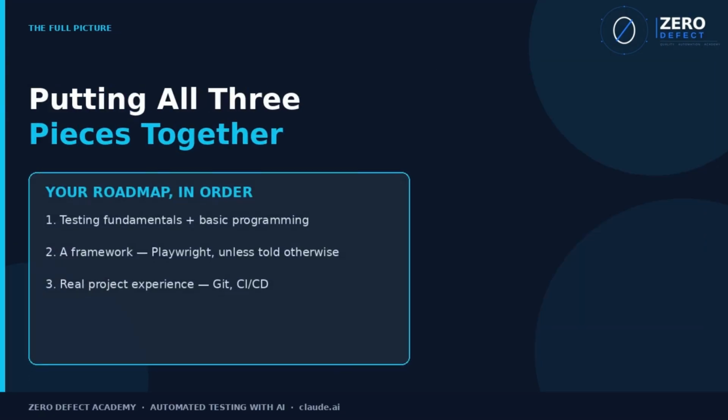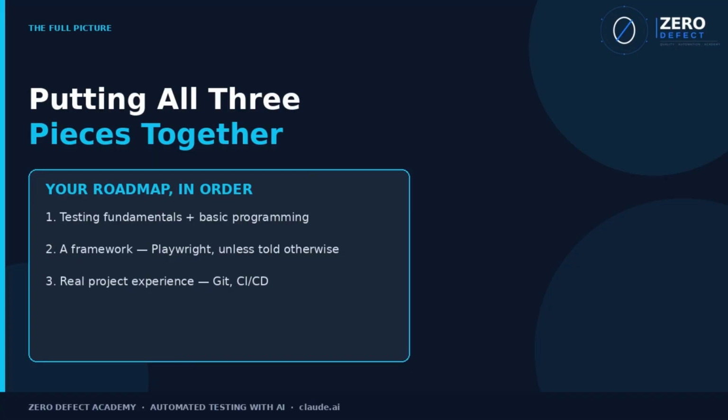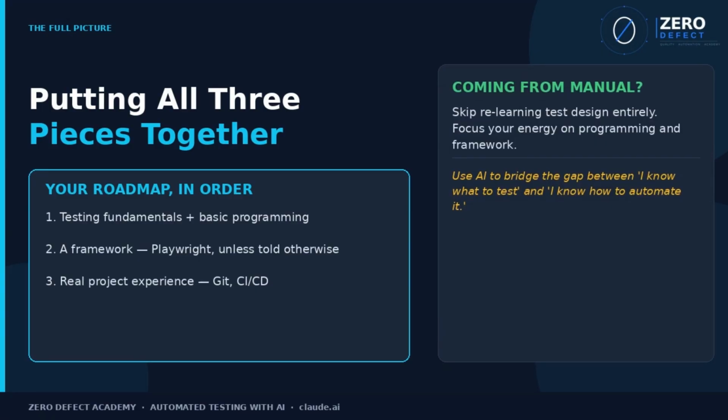Putting it all together. Let's connect all three pieces because they're not actually separate decisions. Your roadmap is testing fundamentals and basic programming first, then a framework, most likely Playwright, unless your target employer tells you otherwise. Then real project experience with Git and CI/CD. If you're coming from manual testing, you skip relearning test design entirely and focus your energy on the programming and framework pieces, using AI to bridge the gap between I know what to test and I know how to automate it. None of this requires abandoning what you already know. It's additive, not a restart.